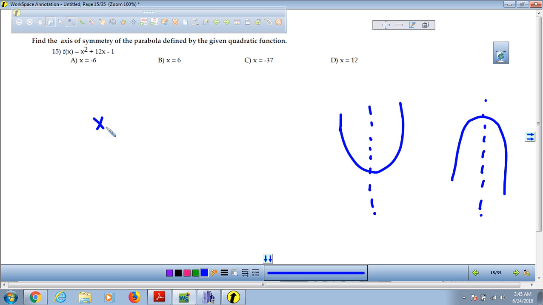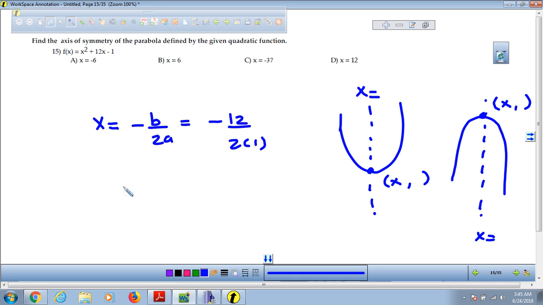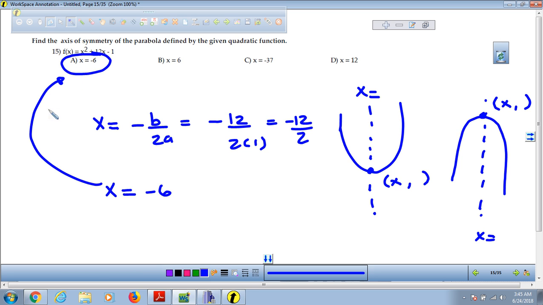So if I want to find the axis of symmetry, it's like finding the x-coordinate of the vertex. I don't care what the y is, I just want the x, because the equation for this line is x equals some number, and that number is the x-coordinate of the vertex. So negative 12 over 2 times 1, negative 12 over 2, so x equals negative 6. That would be the equation of the axis of symmetry.